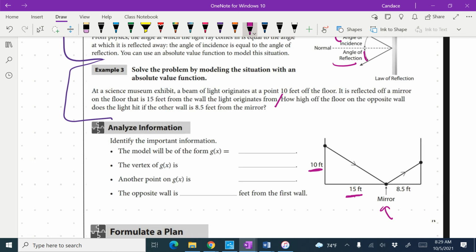All right, Jasmine, can you read the last part of that paragraph there? How high off the floor on the opposite wall does the light hit if the other wall is 8.5 feet from the mirror? Perfect. So they gave us another dimension. They said this is 8.5, and they want us to figure out this right here. That's our value that we're looking for.